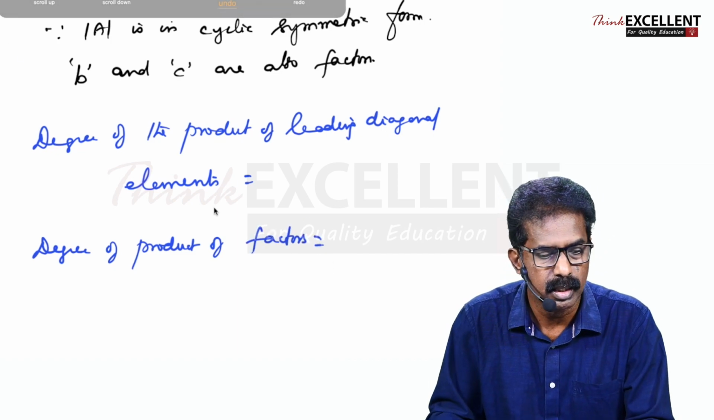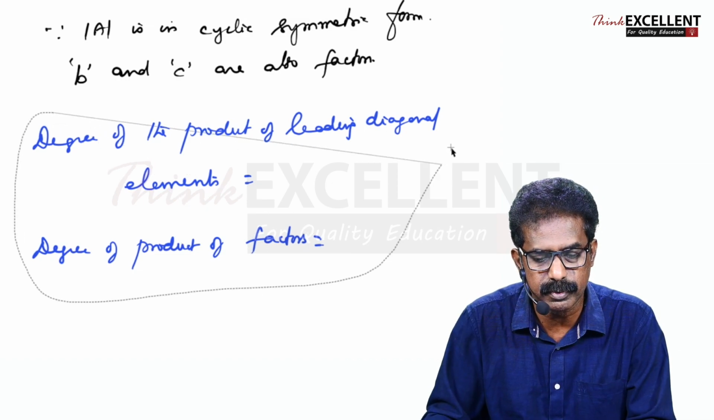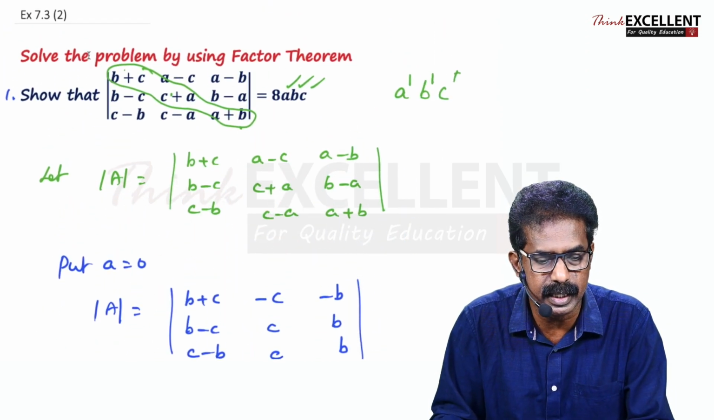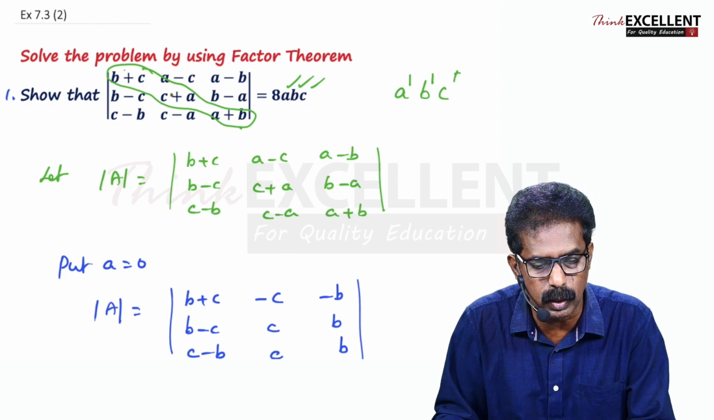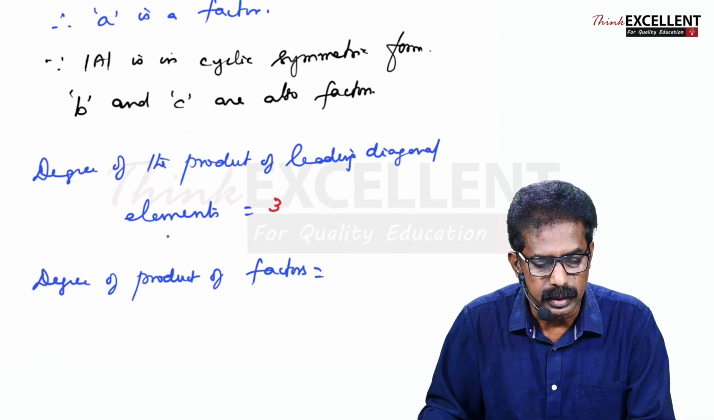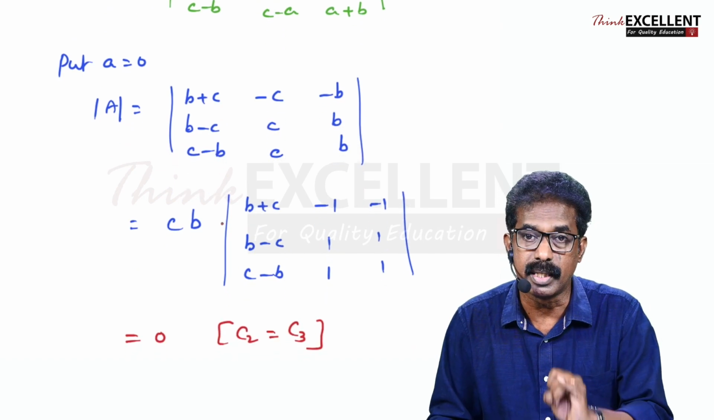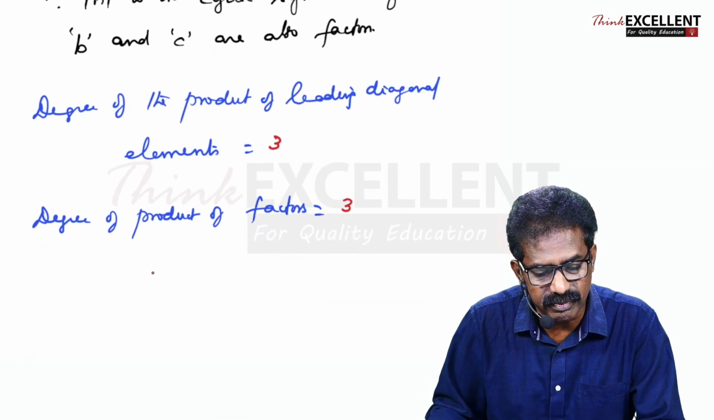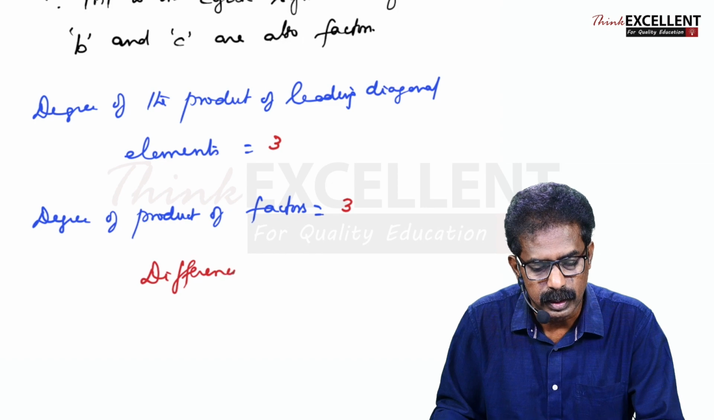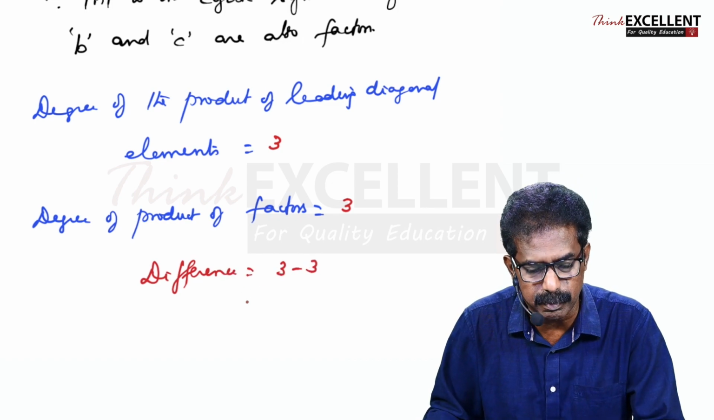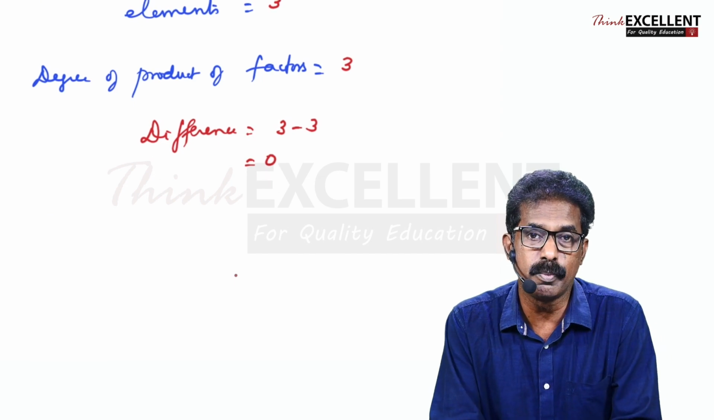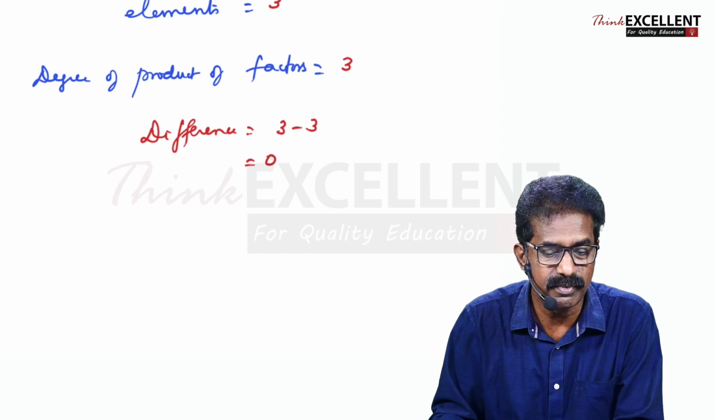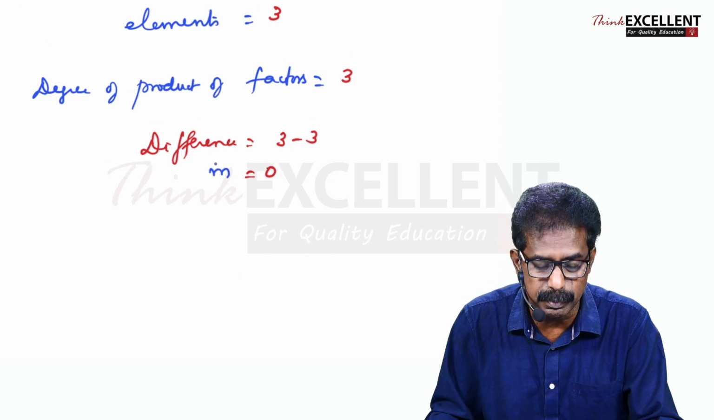So in this case, first we have calculated the degree of the product of leading diagonal elements. Leading diagonal elements, what's the product here? 1, 1, 1. So it is 3. Degree of the product of the three factors you got, A into B into C, 1 plus 1 plus 1, that is also 3, right? So now you find the difference of these two. Difference is 3 minus 3, greater minus smaller, 3 minus 3 is 0, right? The difference you may get 0 or 1 or 2. In each case, how to do, I'll tell you, but when the difference is 0, we normally take it as m equal to 0.